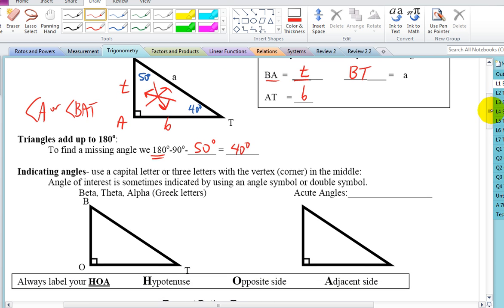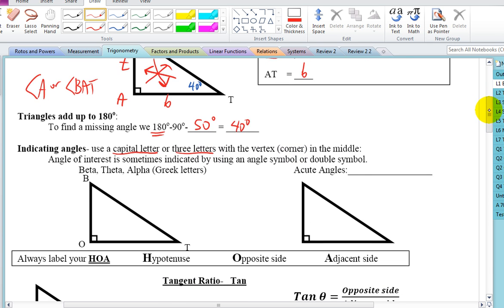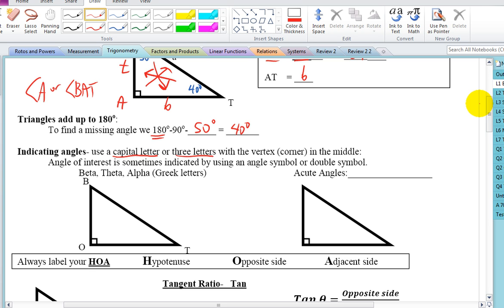Indicating angles. We talked already, a capital letter or three letters together. The vertex is in the middle. Now in trigonometry, we can also use Greek letters. We have beta, which is a sideways B with a tail. Or we have theta, which is like a circle with a line through the middle. And we also use the Greek letter alpha, which is kind of like a sideways fish. So beta, theta, and alpha are also sometimes used.